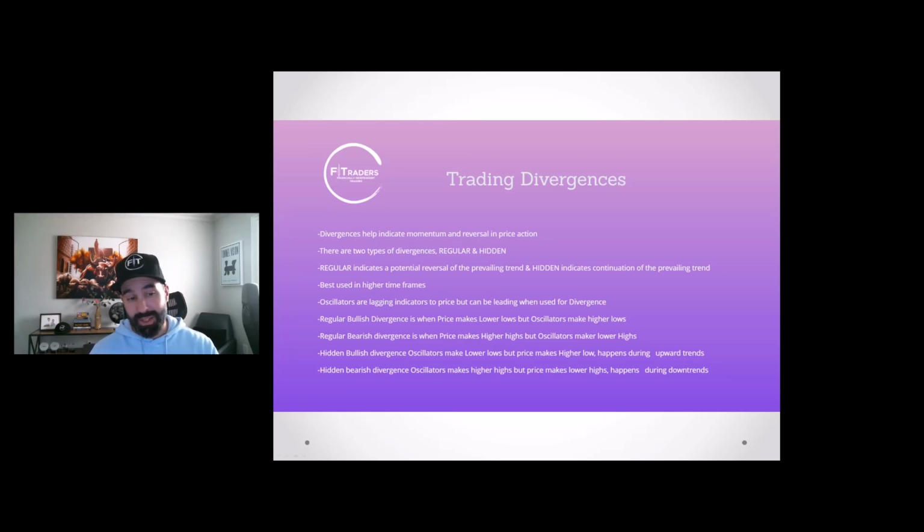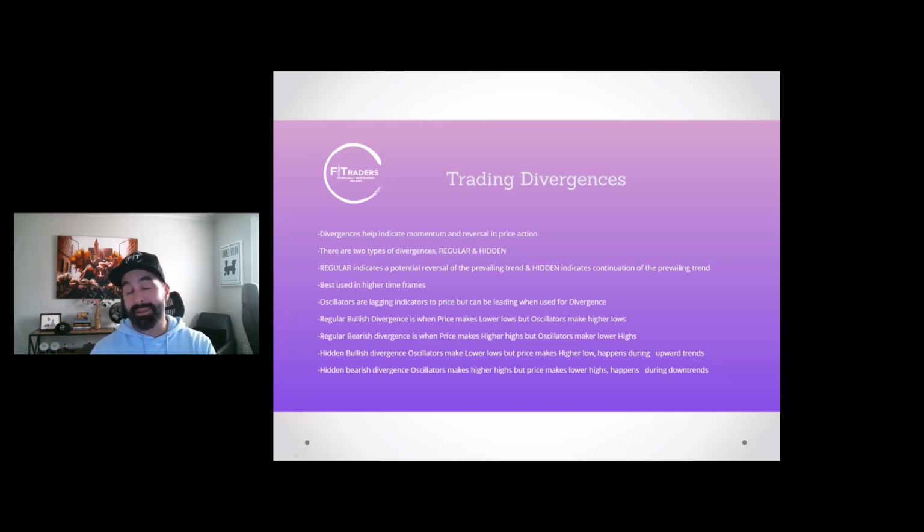Regular bearish divergence is when the price makes higher highs, but the oscillators are making lower highs. So price makes a new all-time high, but the RSI is saying no, the RSI is a little bit lower than where you were previously. Hidden bullish divergence is when oscillators make lower lows, but the price makes a higher low. This happens during upward trends. Hidden bearish divergence is when oscillators make higher highs, but the price makes lower highs. And this happens during downtrends.